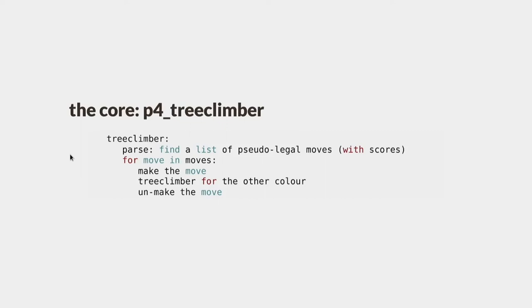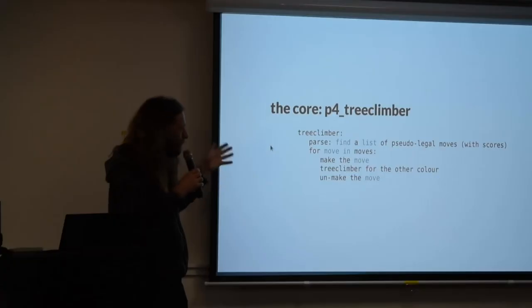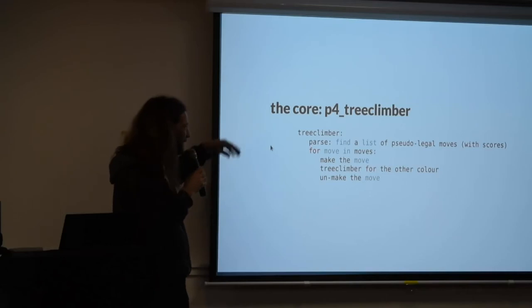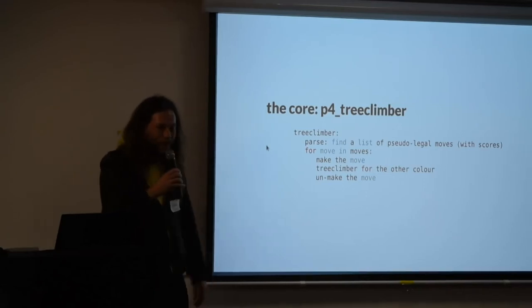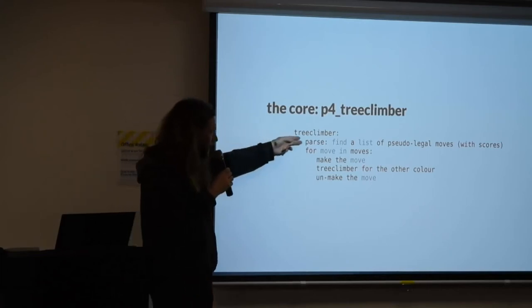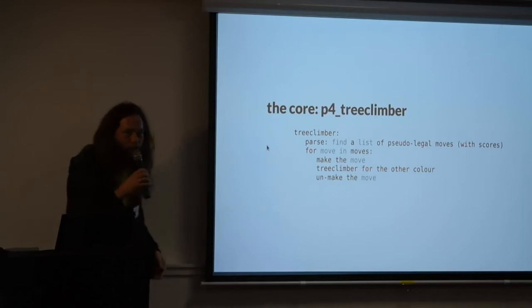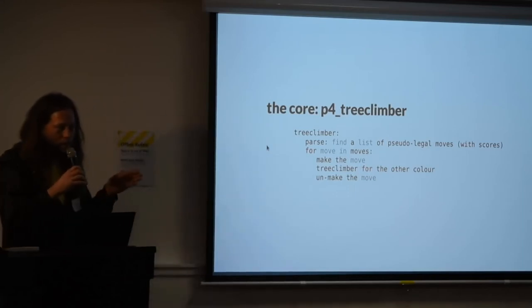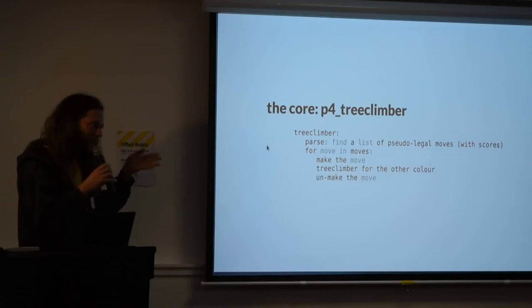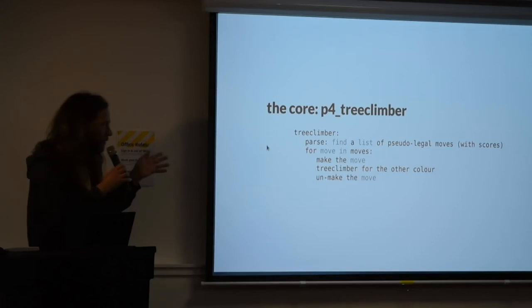The whole thing really is this function I called tree climber. That was my word before I shrunk that function name down to one character, and then I expanded it back to tree climber. It's just a recursive search, and it does this parse thing to find a list of pseudo legal moves, which means all the moves you can do, including the ones that leave you in check after you've made them, which aren't proper legal moves, but it's always quicker to find the pseudo legal moves first.